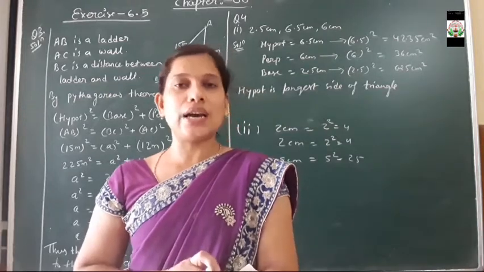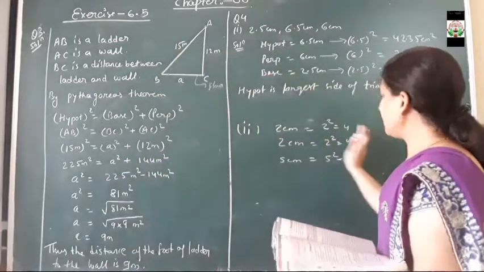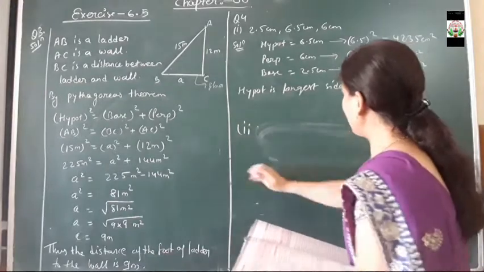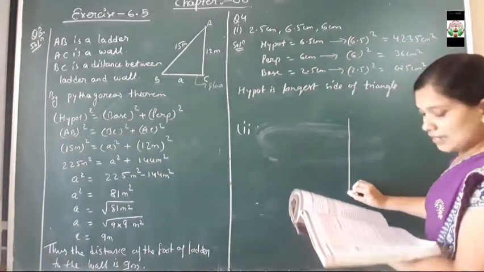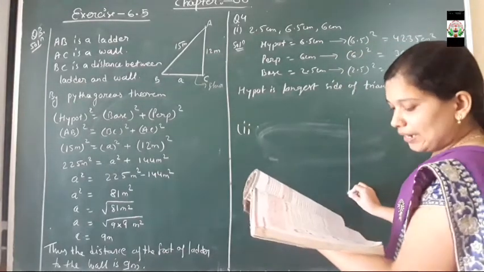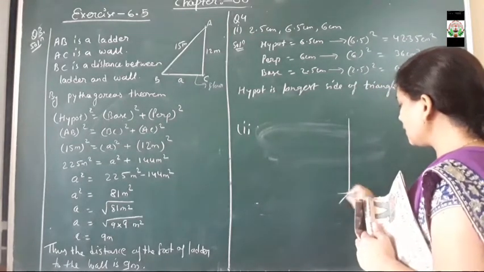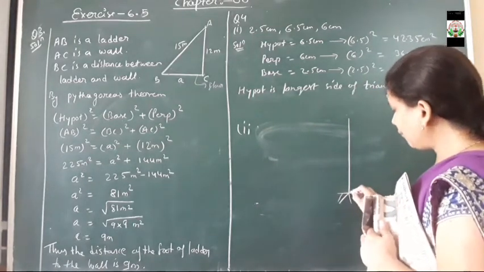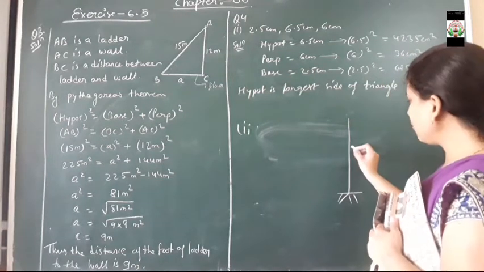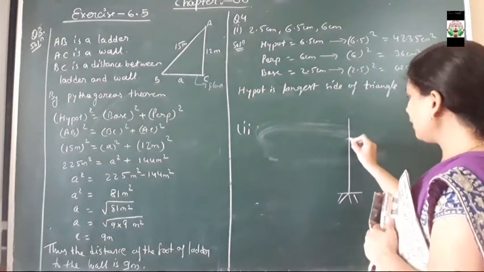Find the original height of the tree. So here it is said that a tree is being drawn. The height of the tree is given as: a tree is broken at a height of 5 meter from the ground. If this is the tree, this is the root of the tree. From the ground to the 5 meter height, a tree is broken.